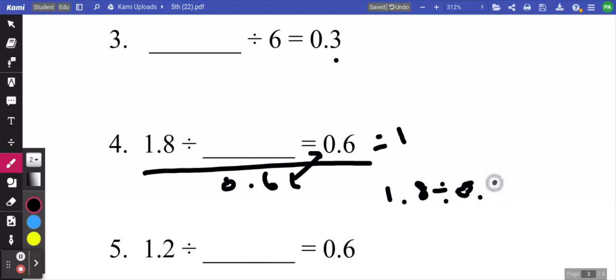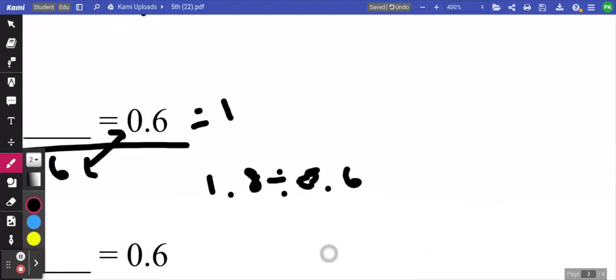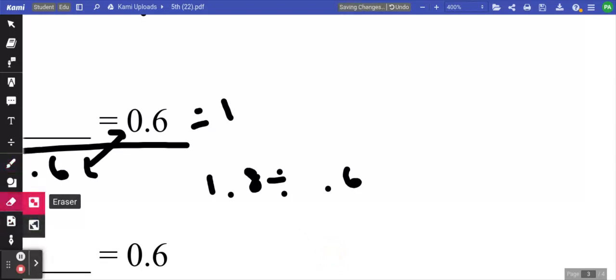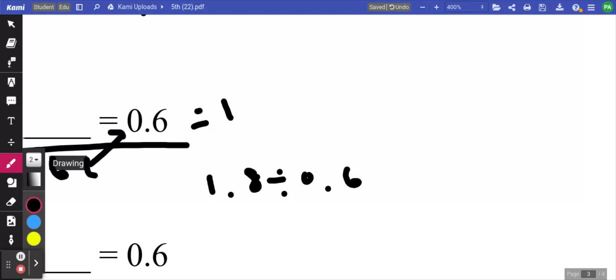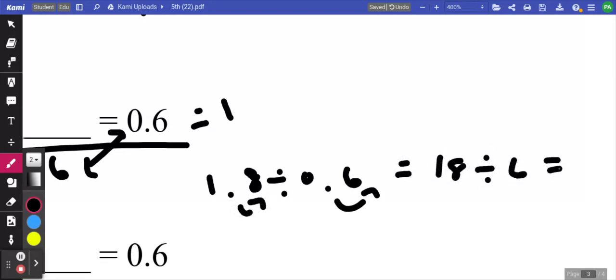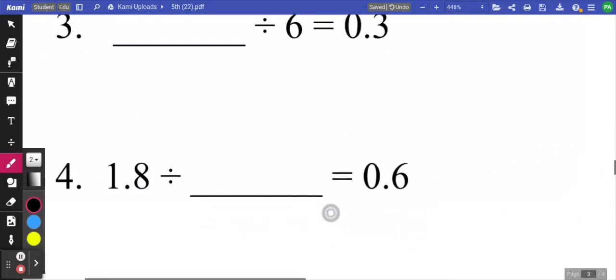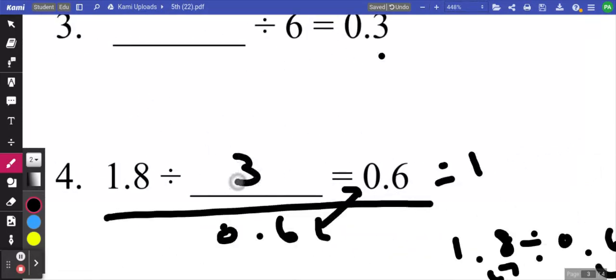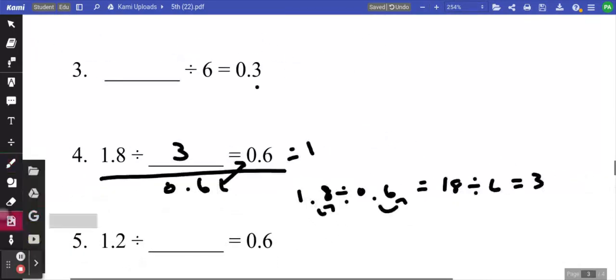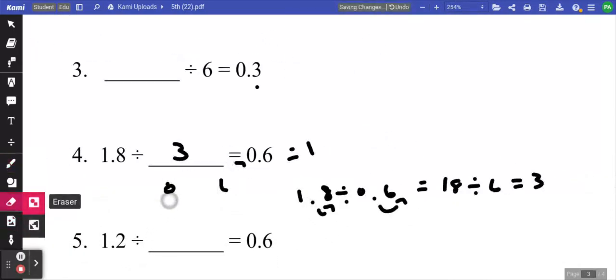If you remember how to divide decimals, you always need the second number you're dividing by to be a whole number. And there is one decimal, so you'll only need to move it once to the right, and what you do to one side, you do to the other. 18 divided by 6, and you get 3, and that is your new answer. And if you divide 1.8 by 3, you should be getting 0.6.